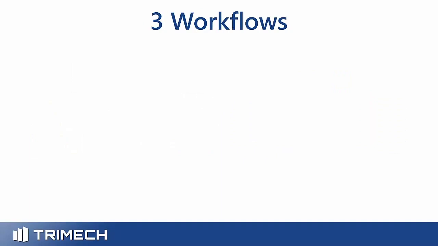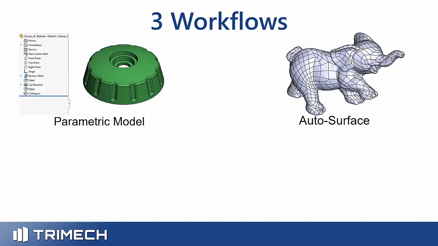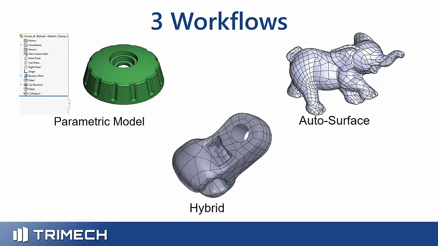We're going to show three workflows for this process. First, we'll show how to generate a fully featured parametric model with a full feature tree. Then we'll show the auto-surfacing capabilities for more complex geometry, and finally we'll look at a hybrid method that combines these two techniques for when we have a difficult geometry with maybe one or two important surfaces, like the hole on this bracket.